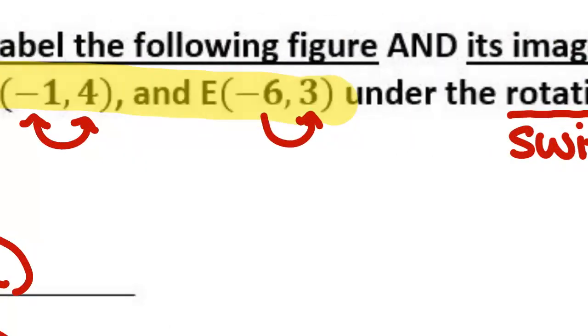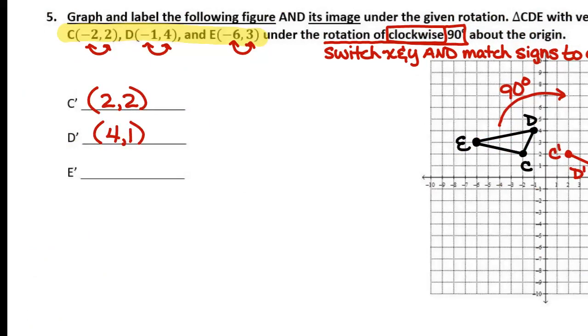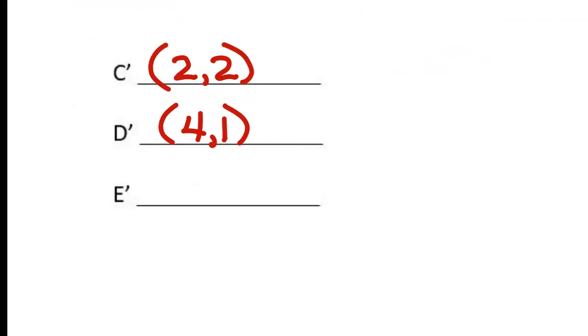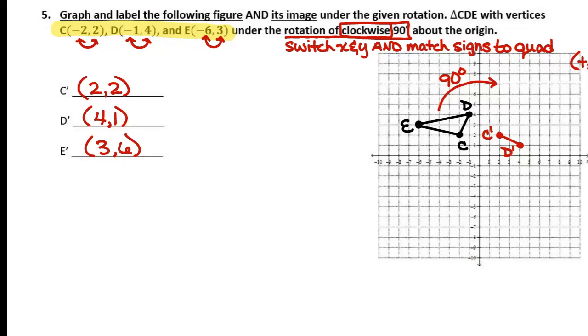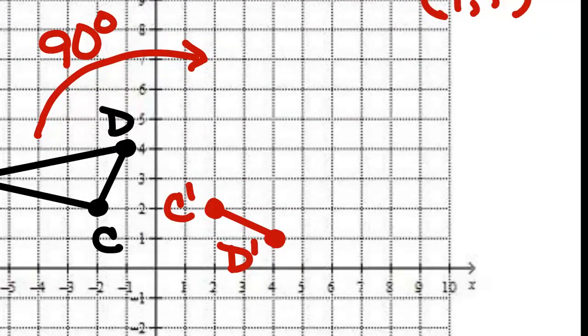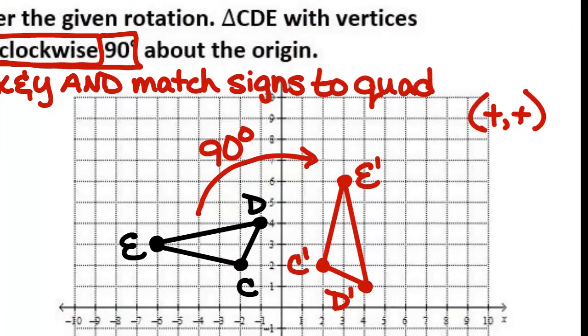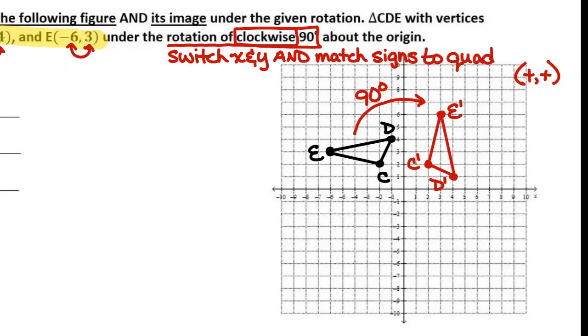And then for E, we switch the order of the numbers, and they end up both positive, so positive 3, positive 6. Positive 3, 1, 2, 3, 4, 5, 6. Right up here is my E prime. I'm going to finish connecting my points. And there is my rotated triangle.